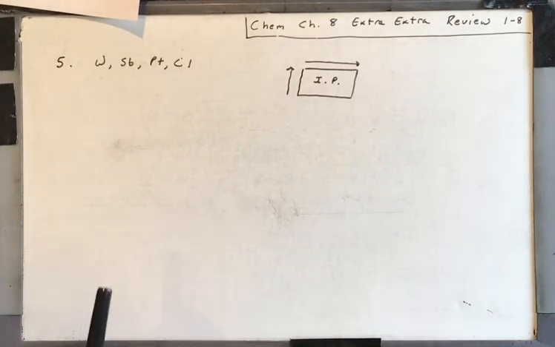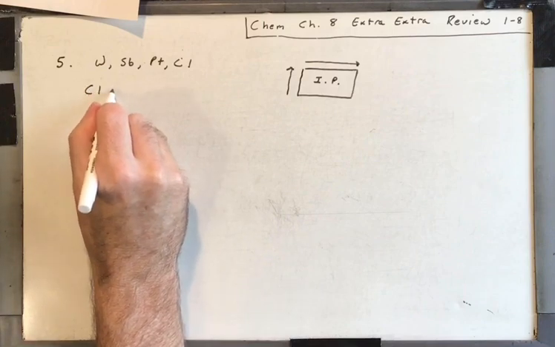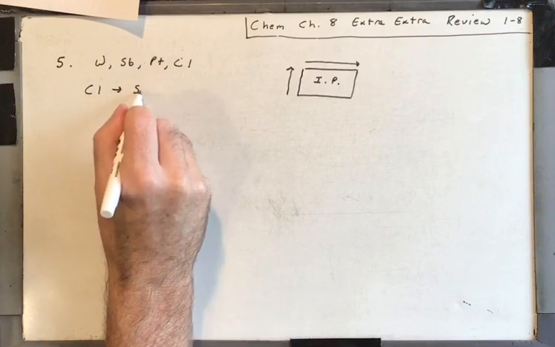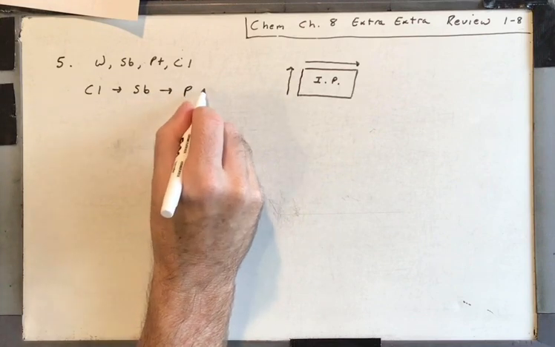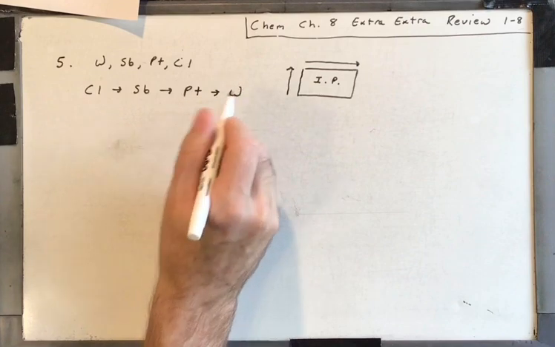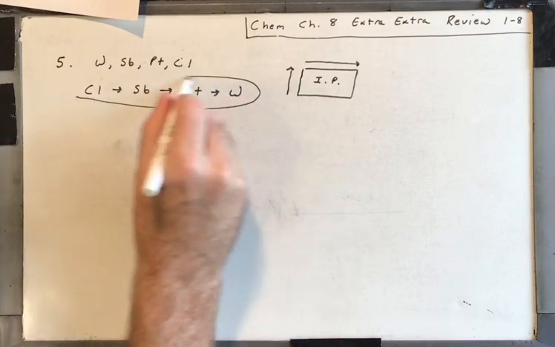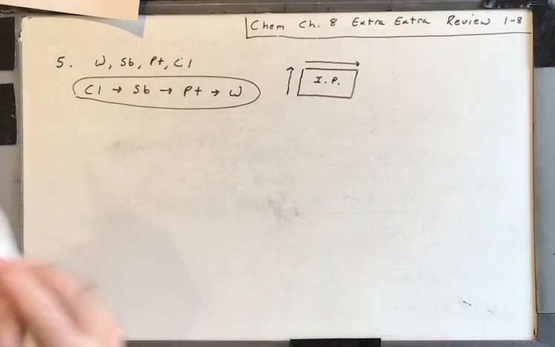So it says order in terms of decreasing, the most to the least. Well, the most would be chlorine, and next would be antimony, then platinum, and then the last, most to least, the last in ionization potential would be tungsten. It's the farthest down and to the left.